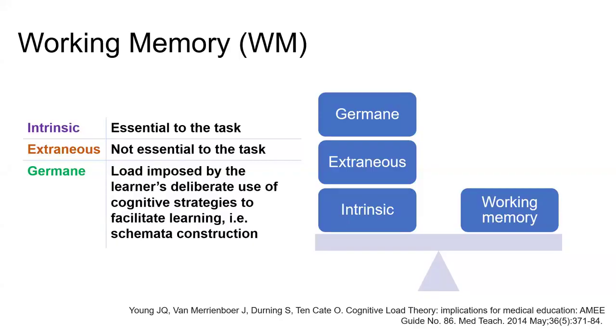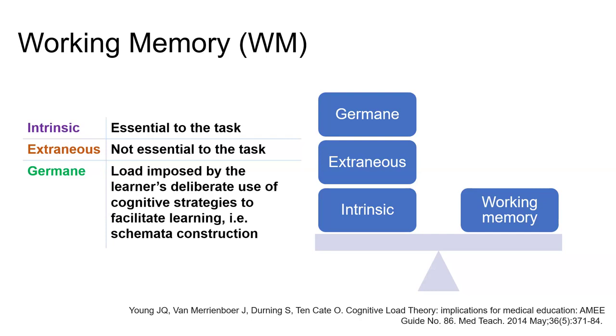Now, if you recall from Tyler's talk, we talk about working memory and what contributes to it. There are three types of load: intrinsic load, extraneous load, and germane load. Intrinsic load is something essential to a task. Extraneous load is something not essential to a task. And germane load, which is really the hardest to describe, is the load imposed by the learner's deliberate use of cognitive strategies to facilitate learning. A mouthful, but an example would be the load imposed by trying to make a schema, or come up with one in your brain.